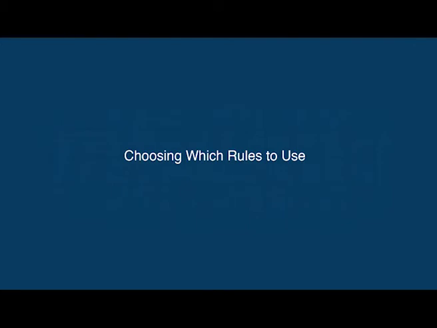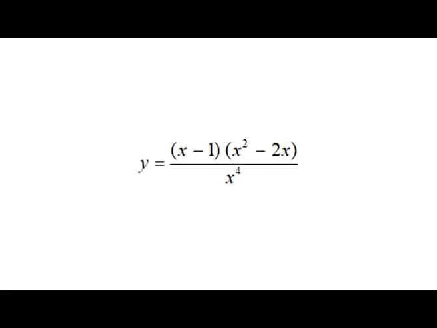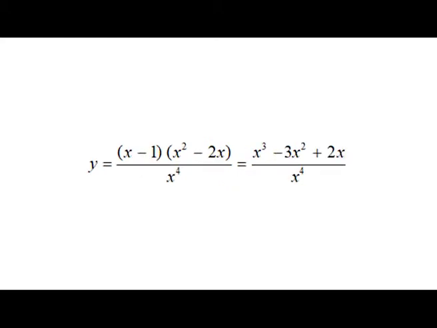Choosing which rule to use. The choice of which rule is used in solving a differentiation problem can make a difference in how much work you have to do. Here is an example. Rather than using the quotient rule to find the derivative of y = (x - 1)(x² - 2x)/x⁴, expand the numerator: y = (x - 1)(x² - 2x)/x⁴ = (x³ - 3x² + 2x)/x⁴.